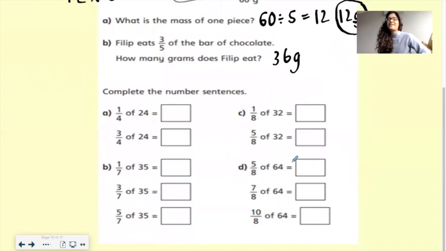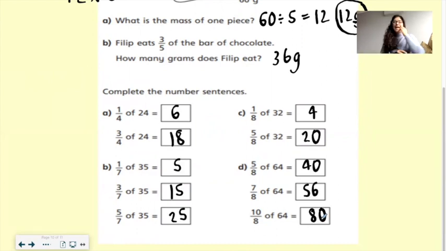Now, your second number sentences exercise. You have to complete the number sentences. You have A, B, C, and D. Off you go. And here are your answers. Part A, a quarter of 24 equals 6. 3/4 of 24 equals 18. Part B, a seventh of 35 equals 5. 3/7 of 35 equals 15. And 5/7 of 35 equals 25.